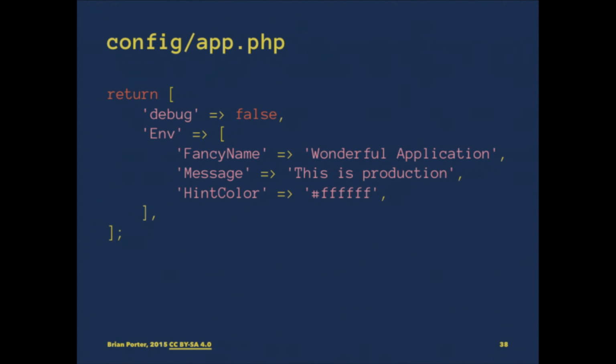So now that we have that additional file loading in place, let's take a look at a really simple sample production config file. In this case, all we're doing is defining a debug key and then some environment keys. And this is our production configuration. Our application is called Wonderful Application. We've got a message to alert us that this is production. And our hint color is white.